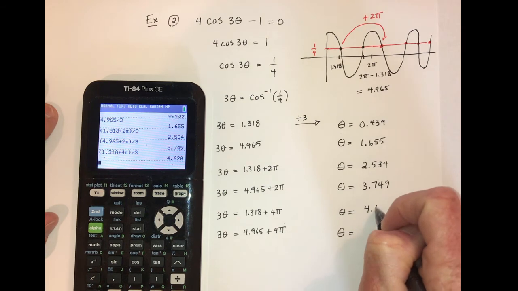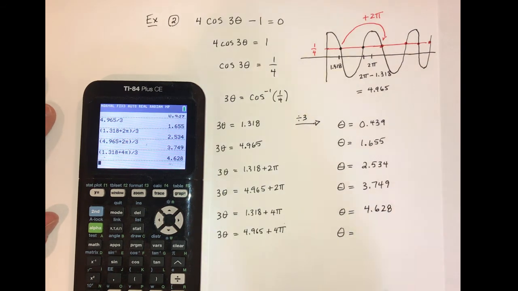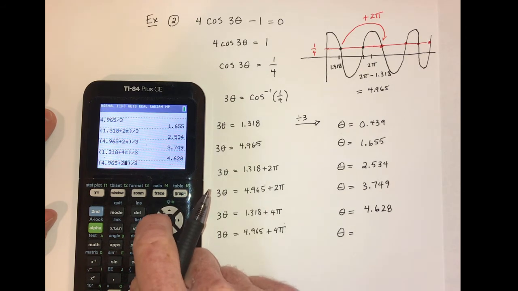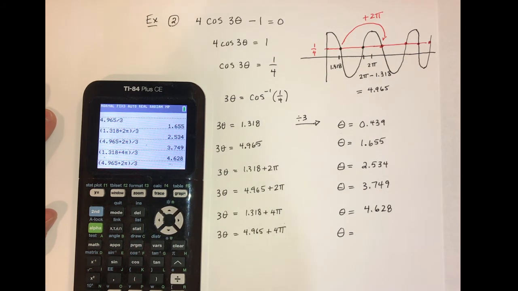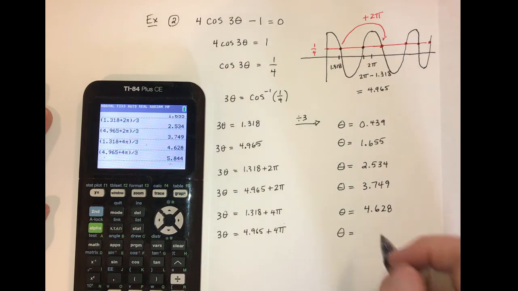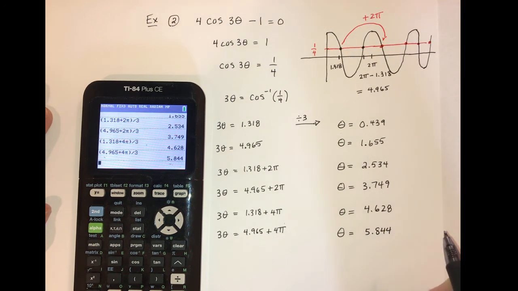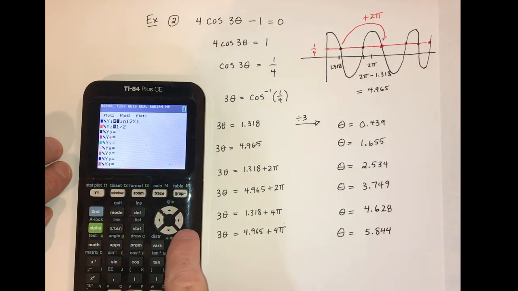So 4.628, and ultimately take this one, change that to a 4 pi, and 5.844. So 2 pi is 6.28, so this is still within the 0 to 2 pi. All right, last thing to do, check and make sure that I got it right.